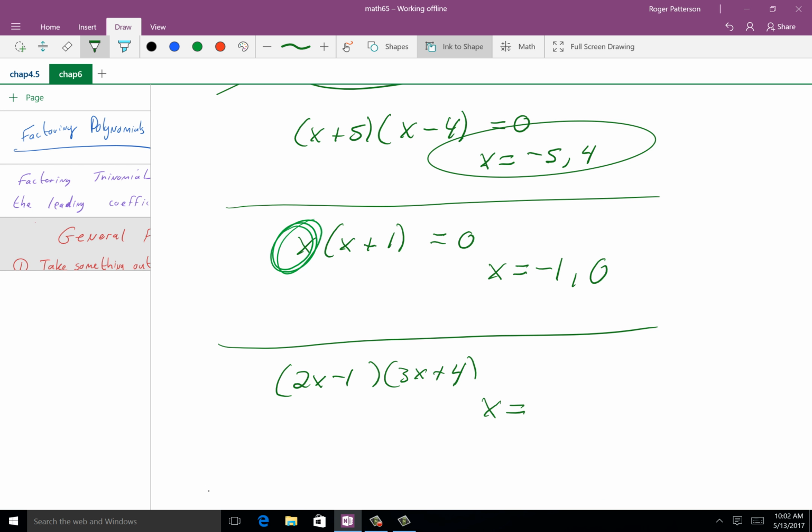Now using that same idea, what's the answer going to be for this one? Negative 4 over 3, yeah. Because we're taking the opposite and dividing. There we are.